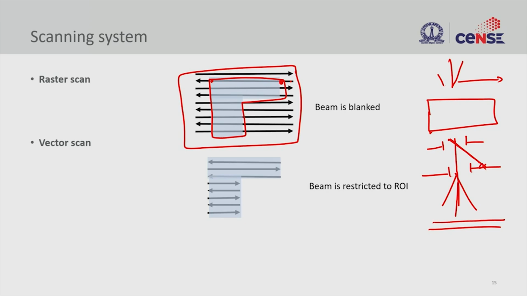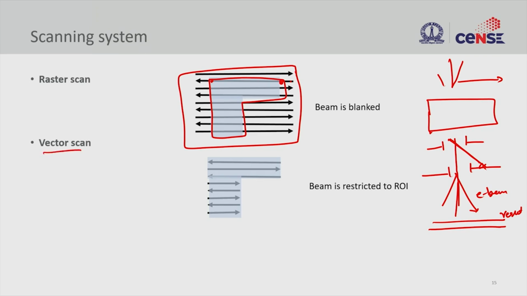So you have electron beam resist. This is the resist that you have, and this is your electron beam, right? So this is raster scan. The beam is always there, and it will be blanked wherever you don't want to write, right? But the beam is scanning all the time.